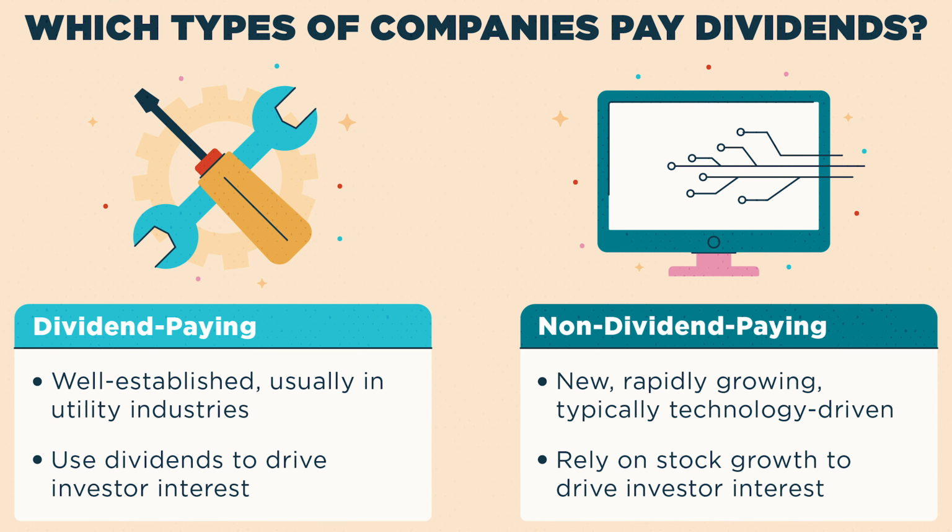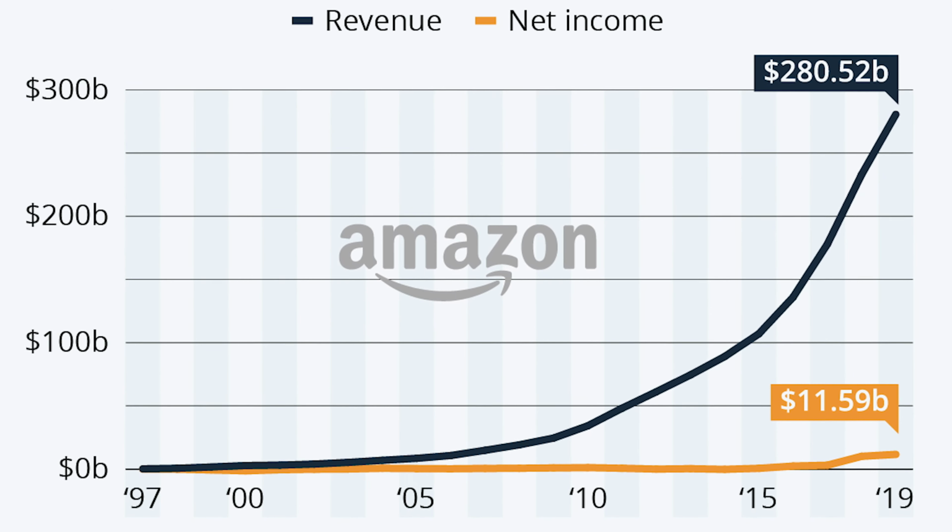Now, some companies don't pay dividends. This is because they'd rather reinvest those profits back into the business. Let's take Amazon, for example. Amazon has been expanding rapidly for years. Their cash is better used for growing their business rather than paying out shareholders.